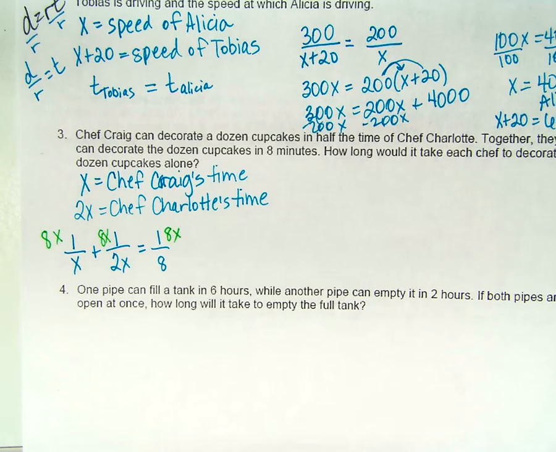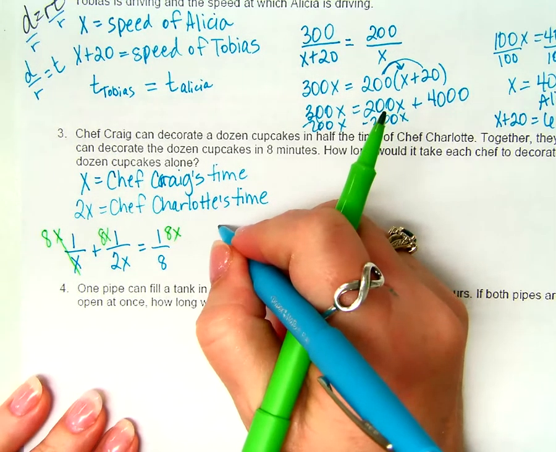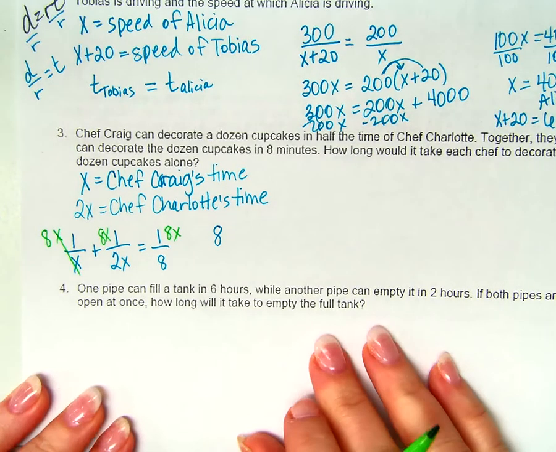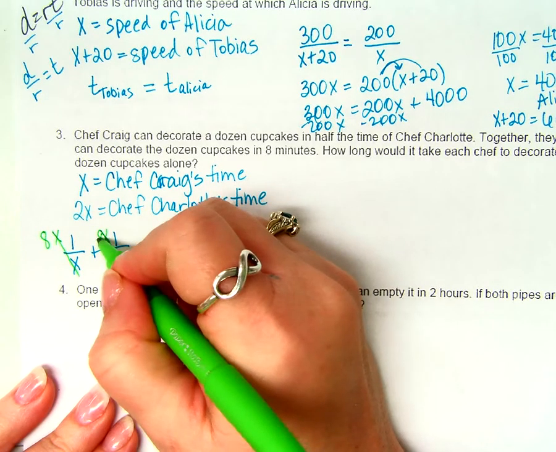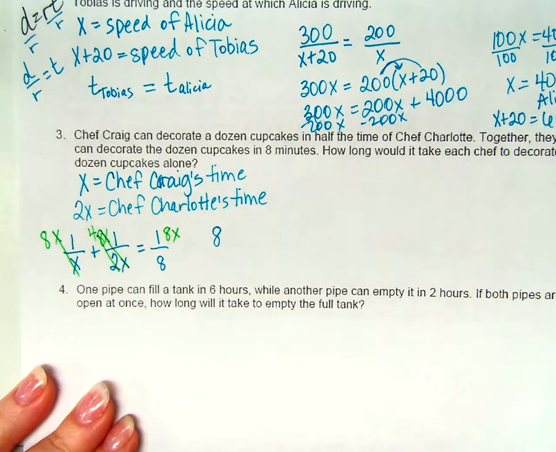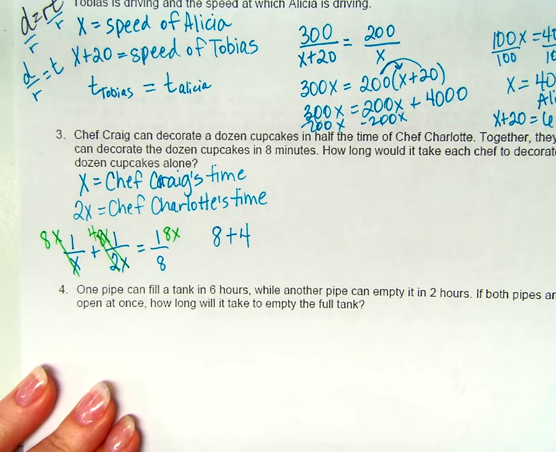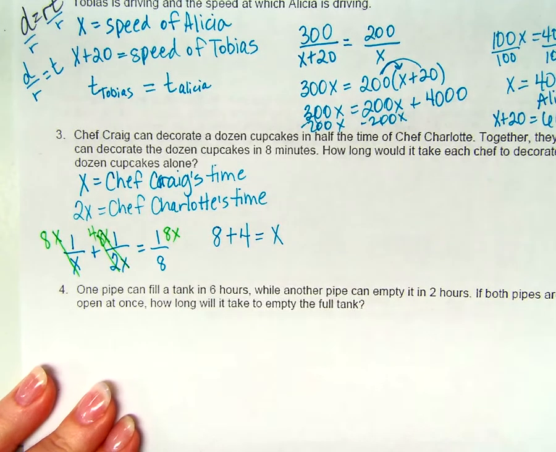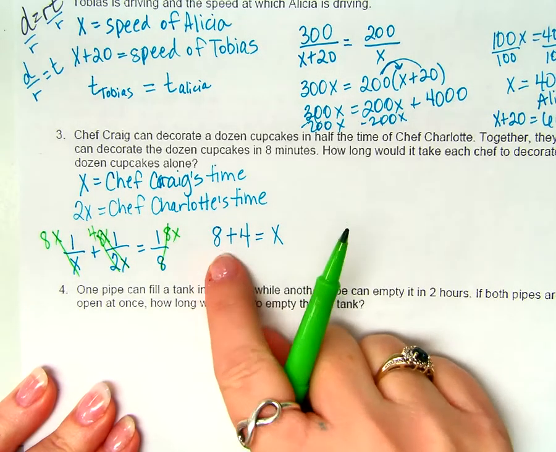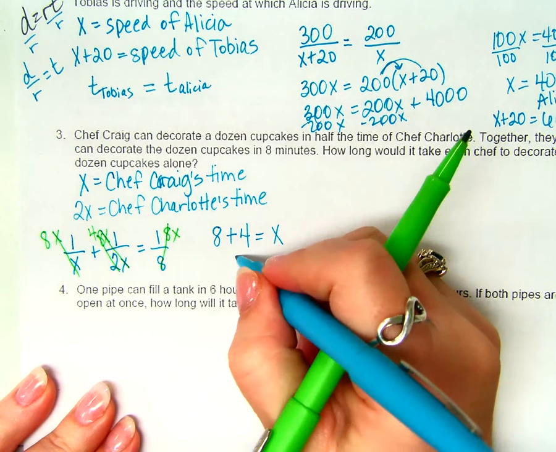What happens with the first fraction? X's eliminate, and we're left with 8. What happens in the second fraction? X's eliminate, and the 8 and the 2, right? And I'm left with 4. So, plus 4. What about equals what? Wait, this is maybe the easiest problem we've done all year. 8 plus 4 equals X. Excellent, you're right. 8 plus 4 is 12.